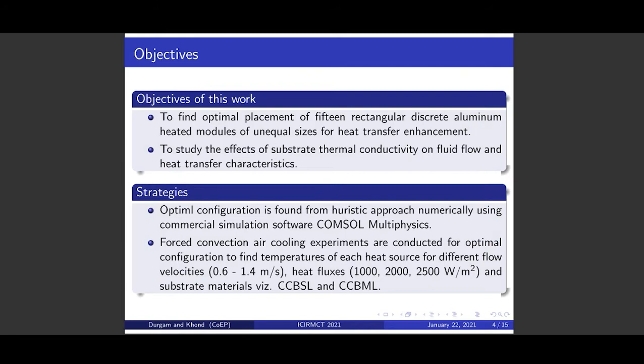And forced convection air cooling experiments are conducted for the optimal configuration to find temperatures of each heat source for different flow velocities ranging from 0.6 to 1.4 meter per second, heat fluxes of 1000, 2000 and 2500 watt per meter square, and substrate materials that are single and multi-layer copper clad boards.